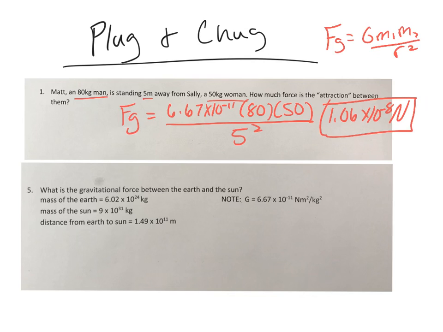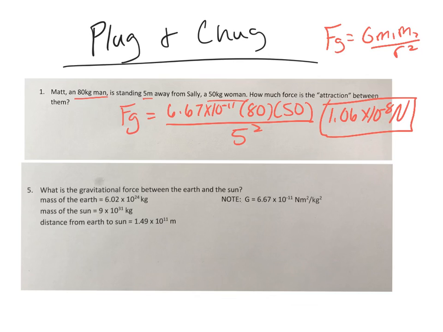Now you'll notice that's a really small number, and it's because the constant is incredibly small. So you need a really, really big mass to equal any kind of measurable force, which is why the Earth's mass gives us such a measurable force, because it's a really, really large object.